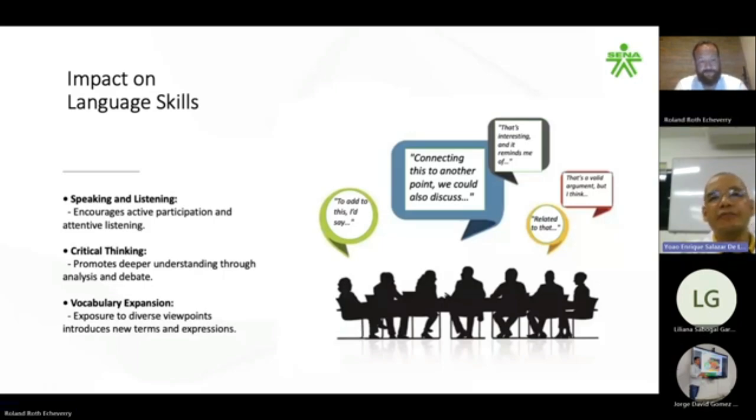Another significant benefit is vocabulary enhancement or expansion, because they are exposed to different viewpoints and they come across different terms and expressions, and they start using them in their own vocabulary. Also, the variety of topics for discussions means that the students learn to use the language in different contexts. So those are some of the benefits. Next slide, please.